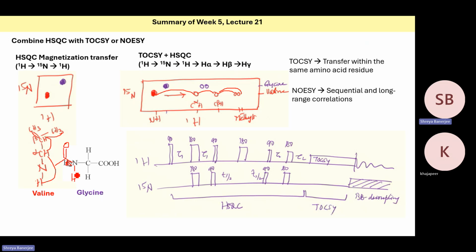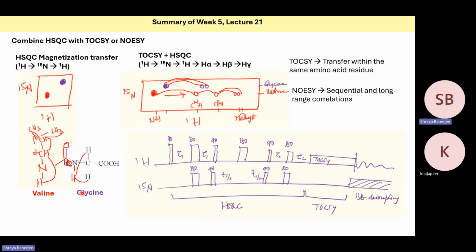Similarly, in glycine, from the amide H, you will go to both the C alphas. So this kind of combined 2D experiment will give you an idea of what the amino acid is, because not only can you identify the amide cross peak, but you can also identify the other cross peaks that are there in the amino acid side chain.